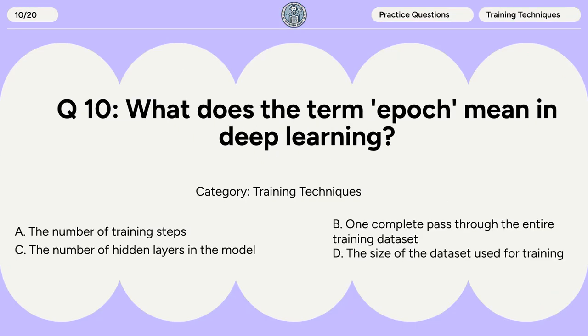Question 10. What does the term epoch mean in deep learning? A. The number of training steps. B. One complete pass through the entire training dataset. C. The number of hidden layers in the model. D. The size of the dataset used for training.